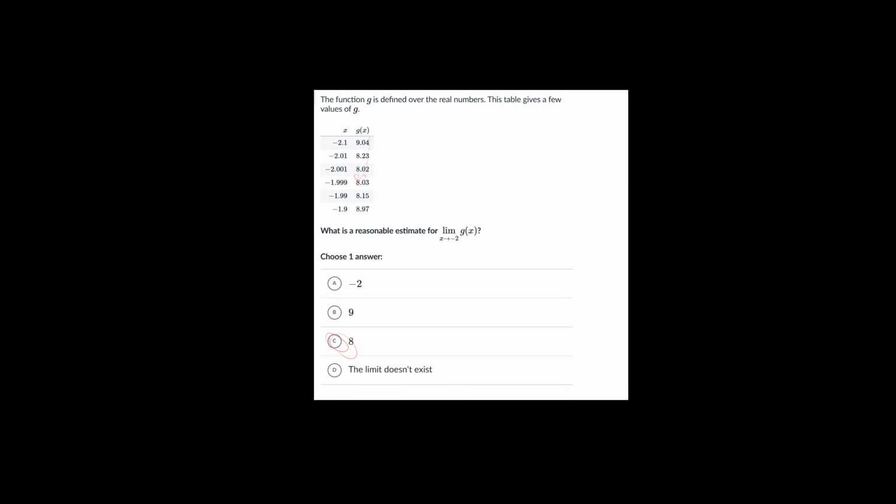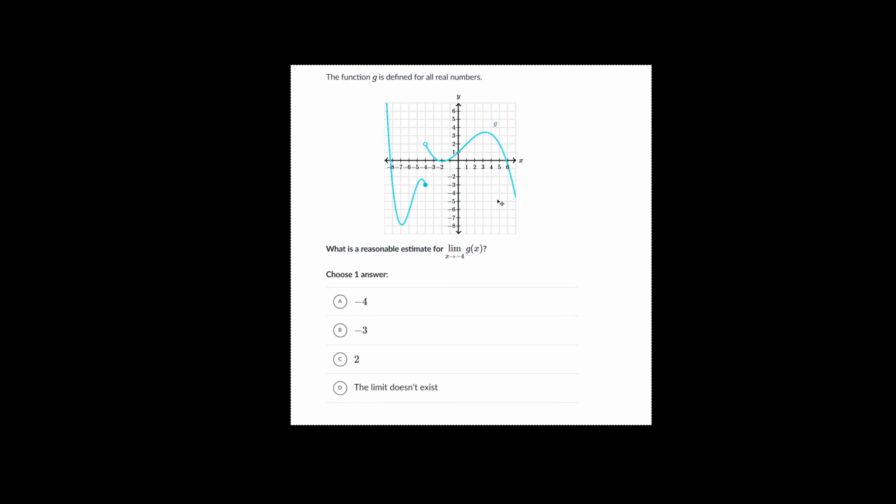And one last problem that I encourage you also to try out. Okay. So what's a reasonable estimate for the limit as x approaches -4 of g of x? Try this out. Okay, so I'm gonna go faster on this one. We can literally see we're approaching two different values from two different sides. So the limit does not exist.